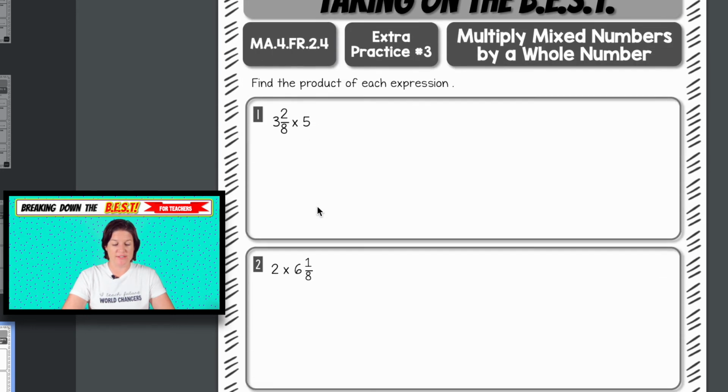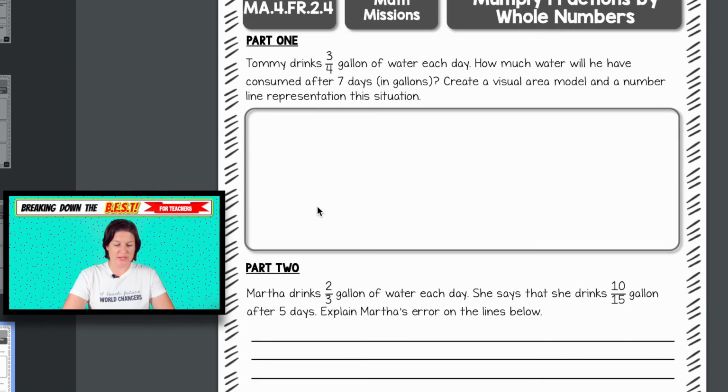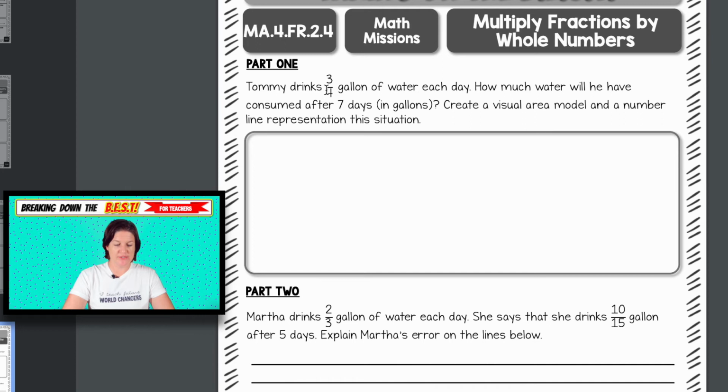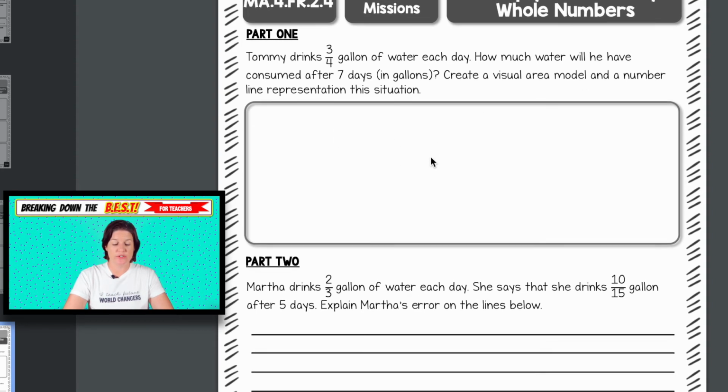And then extra practice on that. Okay, now we have the math mission. So you can see this is a real world problem in there. It says Tommy drinks 3/4 of a gallon of water each day. How much water will he have consumed after 7 days in gallons? Create a visual area model and a number line to represent the situation.